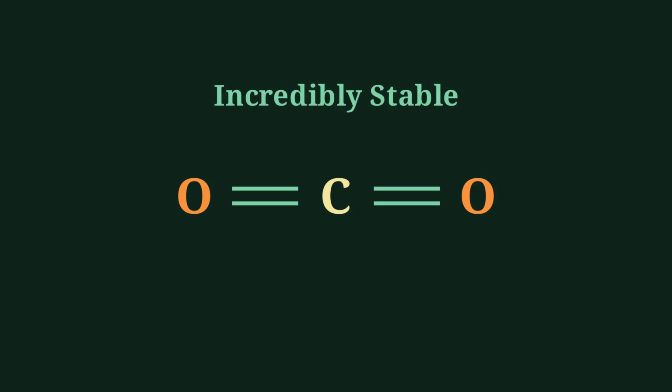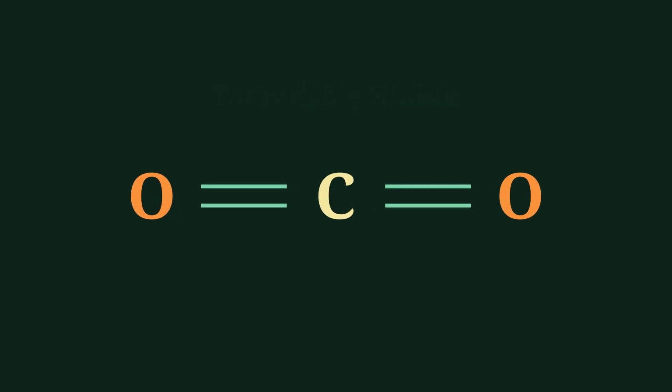Now, let's bring in our second player, carbon dioxide. Normally, CO2 is incredibly stable. It's the final product of combustion after all. It doesn't want to react with anything. But look closely at its structure. Those two oxygen atoms are pulling electron density away from the central carbon, leaving it with a partial positive charge.